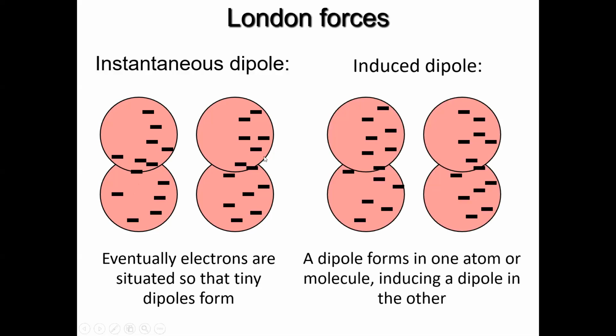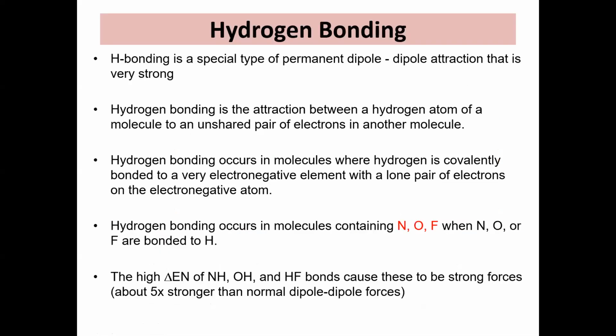So I wish I could play the video. The dipole forms in one atom and it will induce a dipole in the other molecule. So one molecule will form an instantaneous dipole, and when they are placed beside one another, the other one will be induced also to form a dipole, even though it is a non-polar molecule.